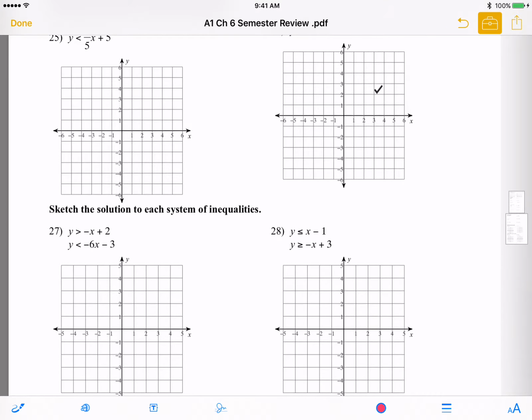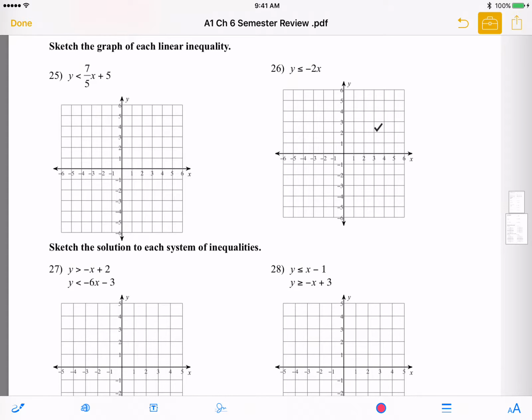All right, so 25, 26, 27, 28 are kind of all the same things with graphing here. So 25, to graph this guy, if I look, my y-intercept is 5. All right, that is my y-intercept. My y-intercept is 5, so I can put a dot at 5. And now my slope, or my m, is 7 over 5. That 5 is my b, my y-intercept.